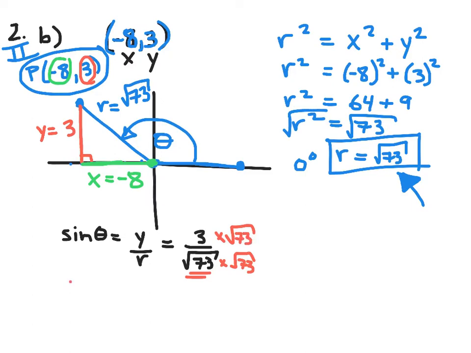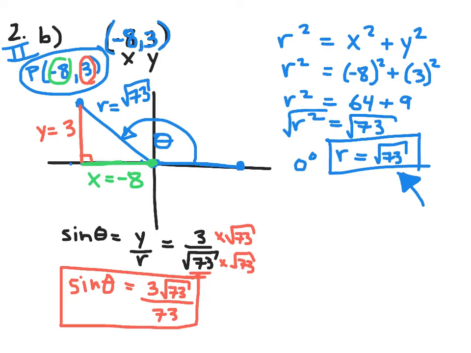So we end up with sine of theta is equal to, on the top, 3 times root 73 is 3 root 73. And on the bottom, root 73 times root 73 is just 73. Okay, so that's actually the correct final answer when you rationalize the denominator.